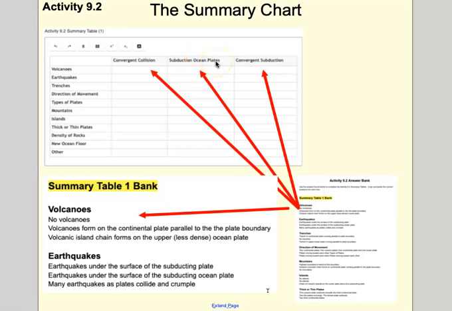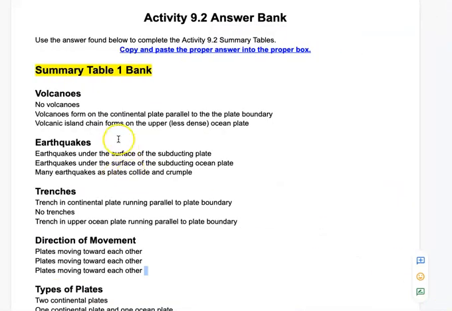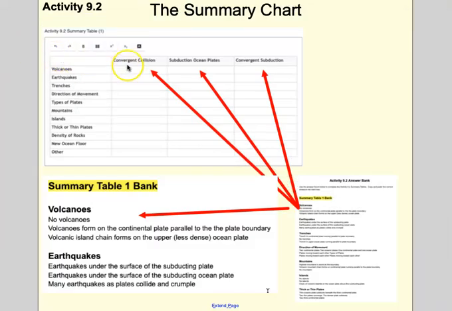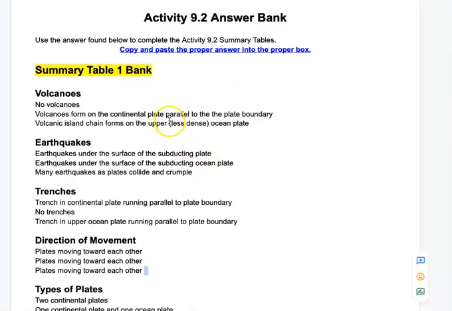ocean plates, if it's ocean plates, it's 2 oceanic plates. So I know that that second one is going to be right here, volcanic island arcs form on the upper, less dense ocean plate. So it's talking about 2 plates. Where do you have no volcanoes forming? We just talked about that. No volcanoes form when there's convergent collision, in other words, where there's 2 continental plates coming together. And the other one is where you have an oceanic plate and you have a continental plate. So again, it's the only one left.